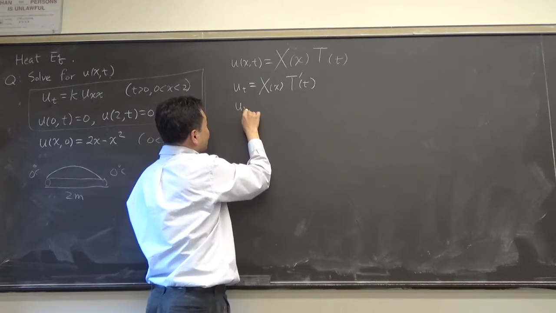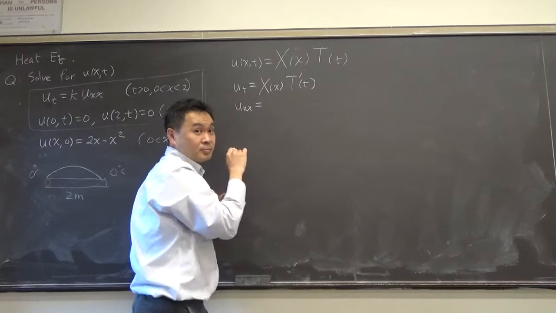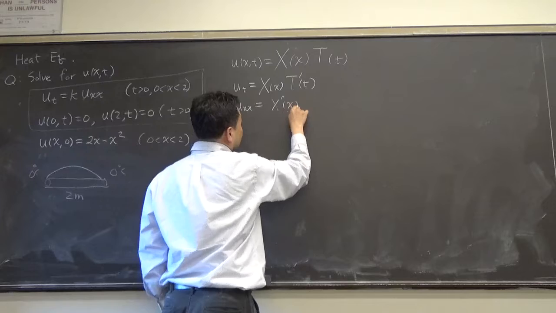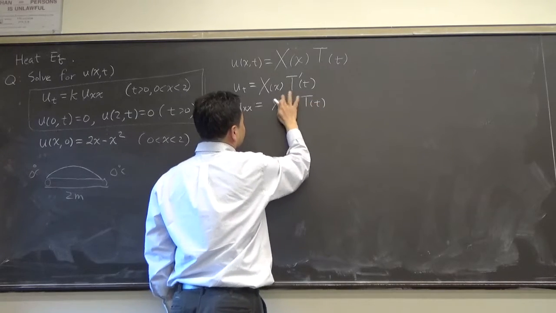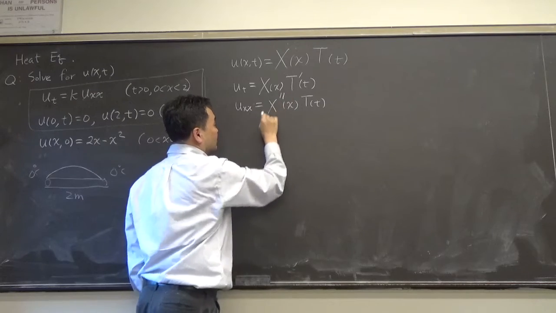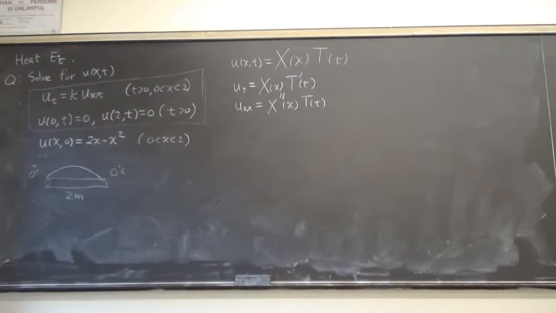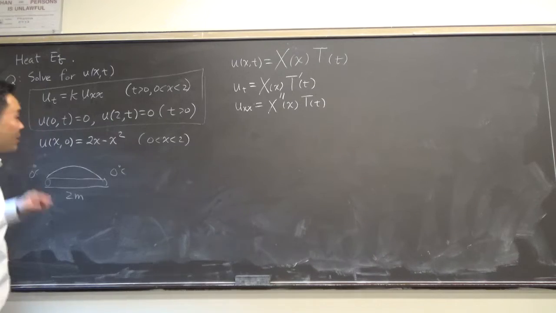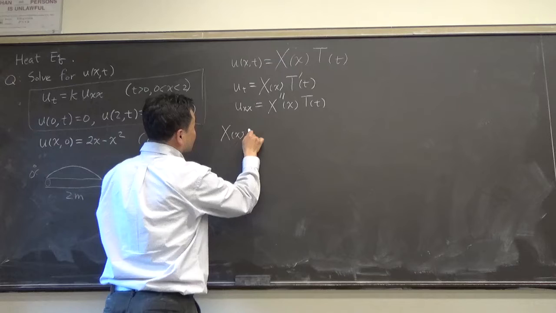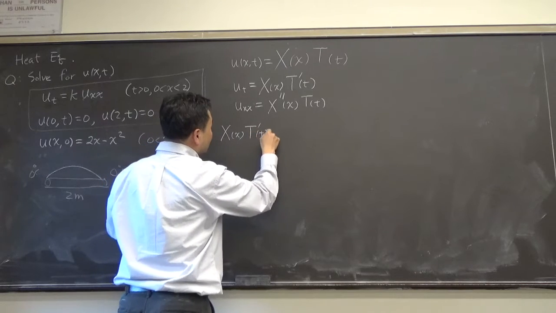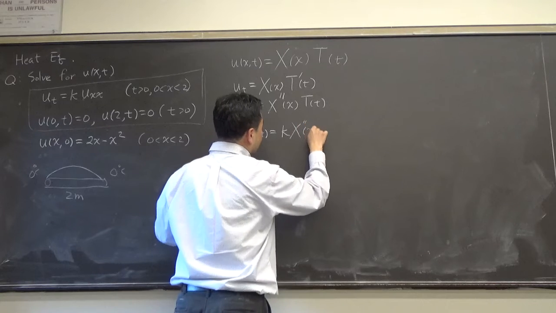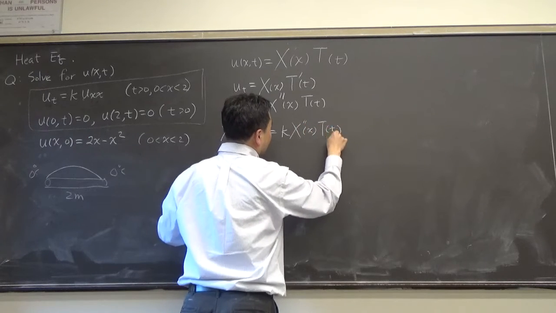Okay, what is u_xx then? X double prime of x, and just T of t. Okay, so we plug that back in here, and we get X(x) T prime(t) equals k times X double prime(x) T(t).